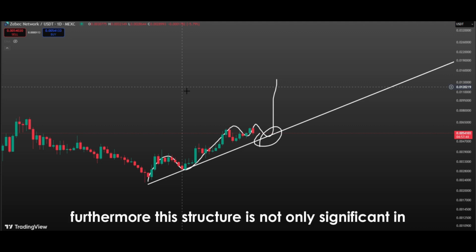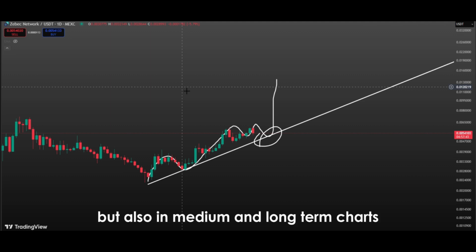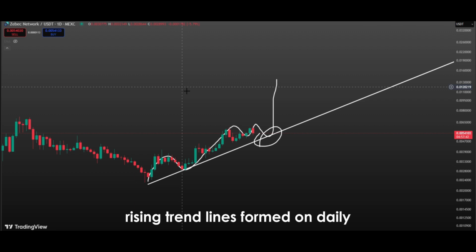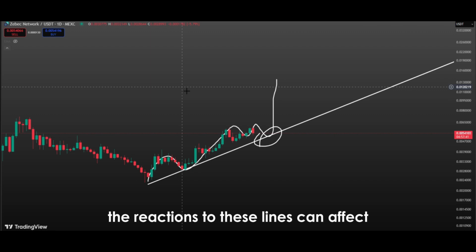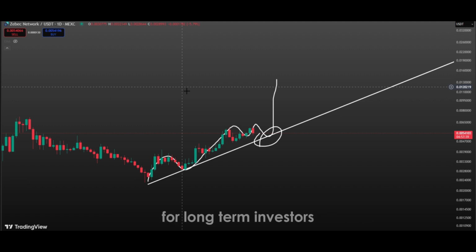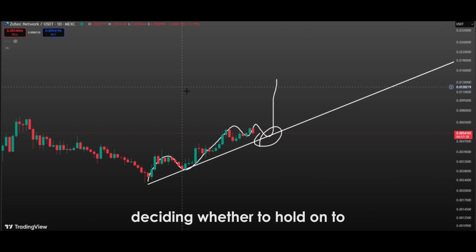Furthermore, this structure is not only significant in smaller timeframes, but also in medium and long-term charts. Rising trend lines formed on daily, weekly, or monthly charts provide much stronger signals. The reactions to these lines can affect not just short-term price action, but also macro trends. As a result, these support lines are highly valuable for long-term investors. A bounce from such lines is a key factor in deciding whether to hold on to or open new long-term positions.